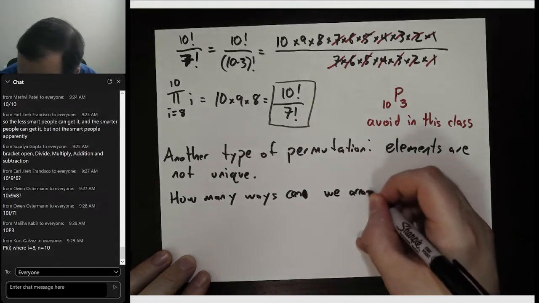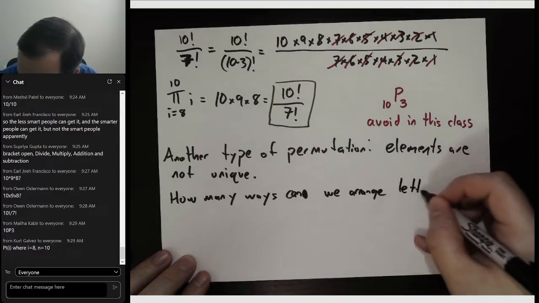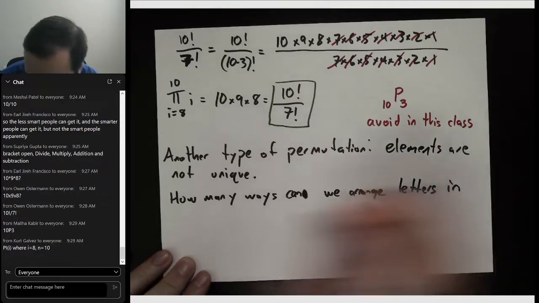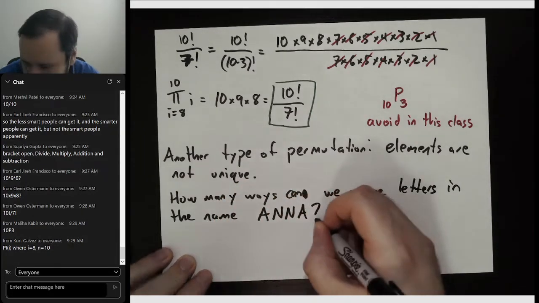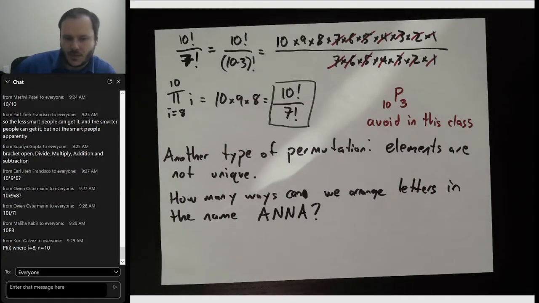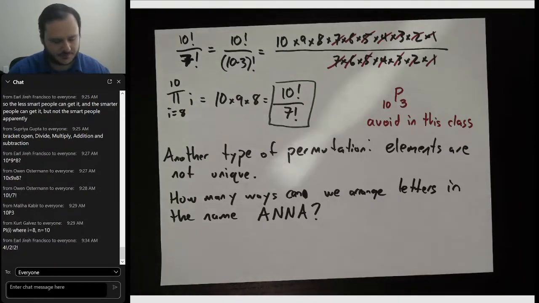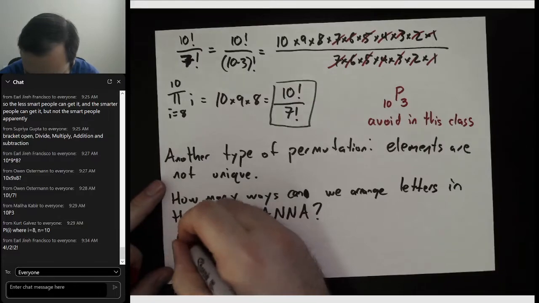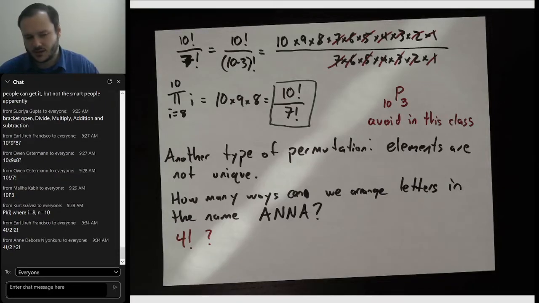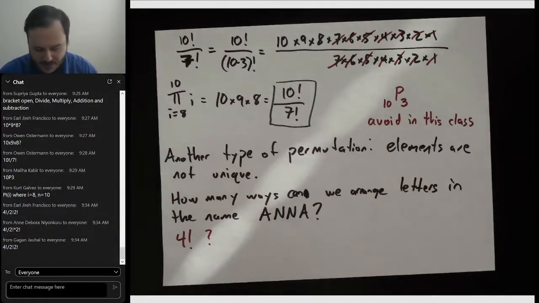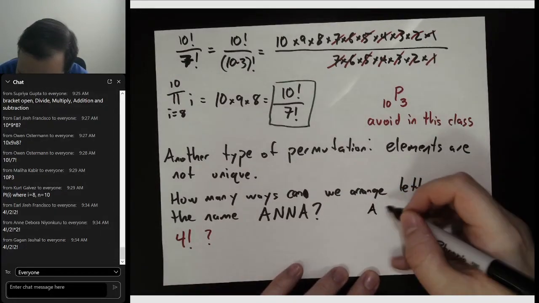Can we arrange the letters in the name Anna? So Anna has 4 letters in it. Our first thought might be 4 factorial. But if we try listing them all out, we can't quite get all the way up to 4 factorial.